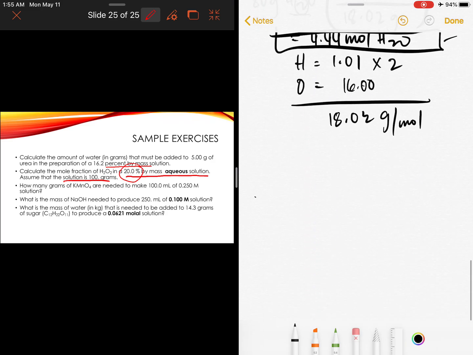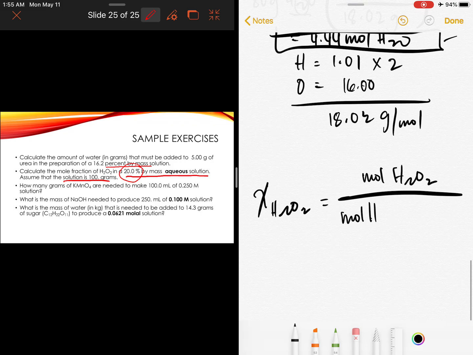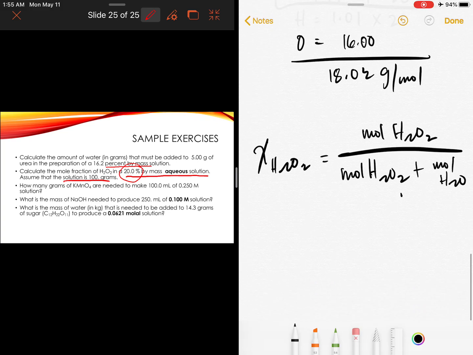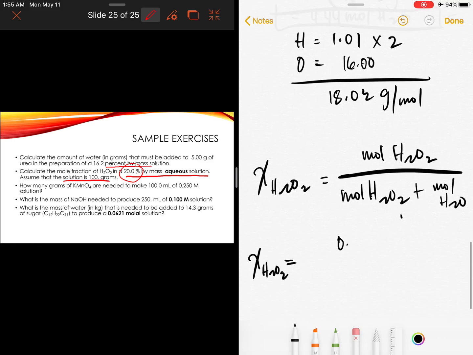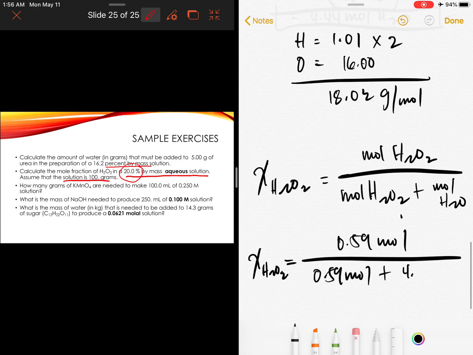Okay, let's write the formula again. So the mole fraction of hydrogen peroxide is equal to the mole of hydrogen peroxide over the mole of hydrogen peroxide plus the mole of water. Substitute the values. So the mole of hydrogen peroxide is 0.59 mole over 0.59 mole plus 4.44 mole.